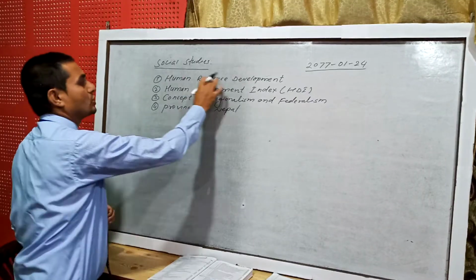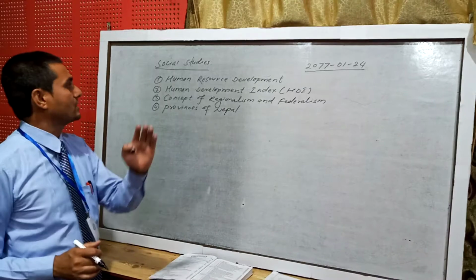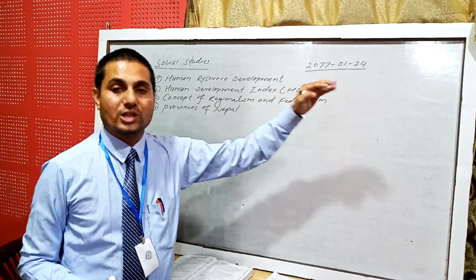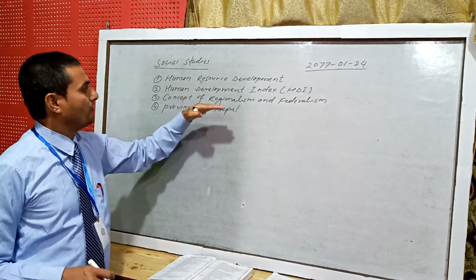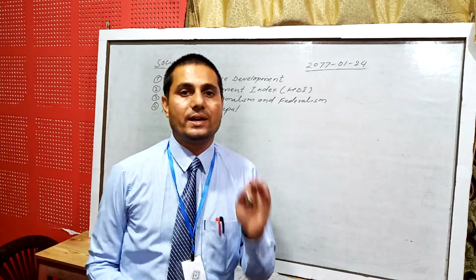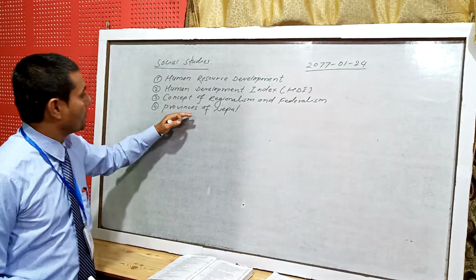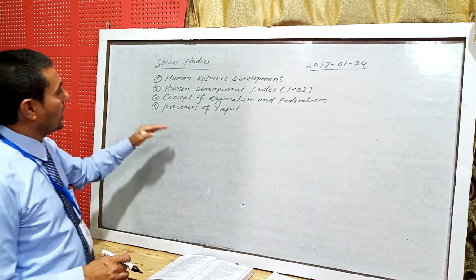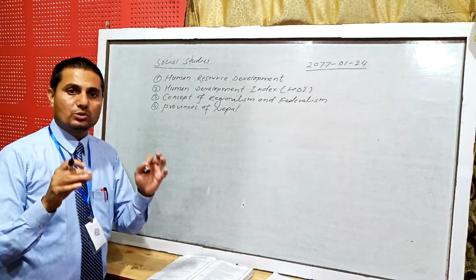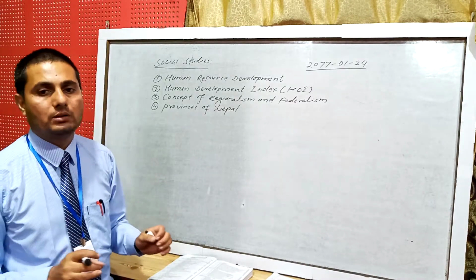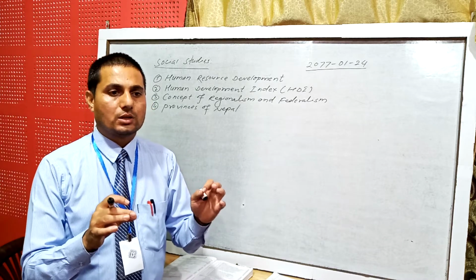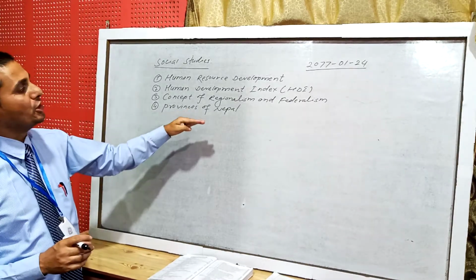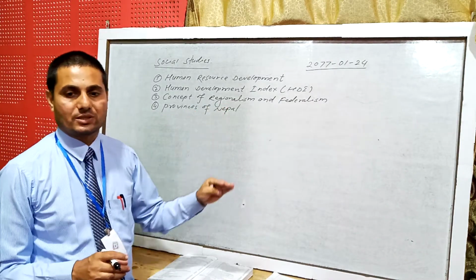They are human resource development, simply called HRD. Similarly, Human Development Index, HDI, the concept of regionalism and federalism, and finally the provinces of Nepal. As we discussed earlier, today I'm going to give you some points and notes. I'm sharing short answer questions here.